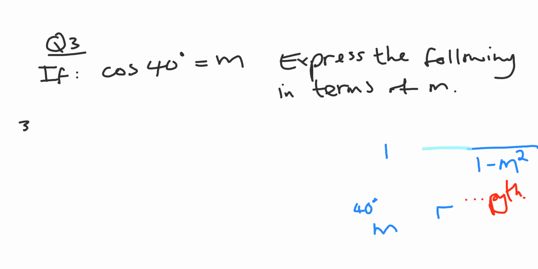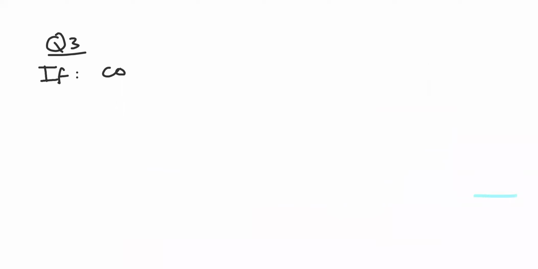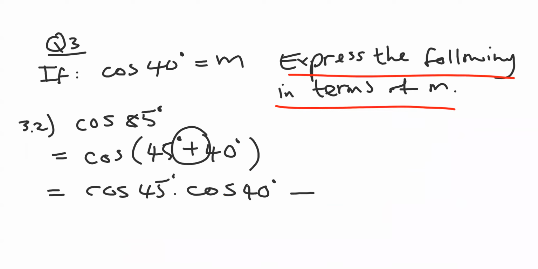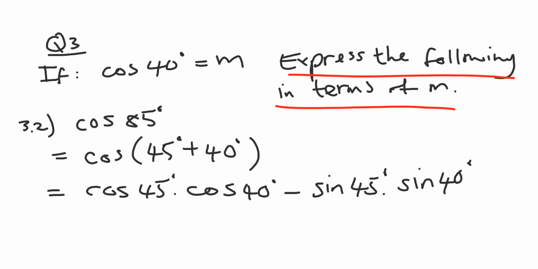Let me just erase this stuff here so I can complete the question. Now, cos of 45 plus 40, it's basically the identity that says cos of A plus B. So this becomes cos A multiplied by cos B. Now this plus is going to change into a minus. So minus sine A, which is the 45, times sine B, which is the 40 degrees. So that's your compound identity. Now we just need to substitute our values for each one.